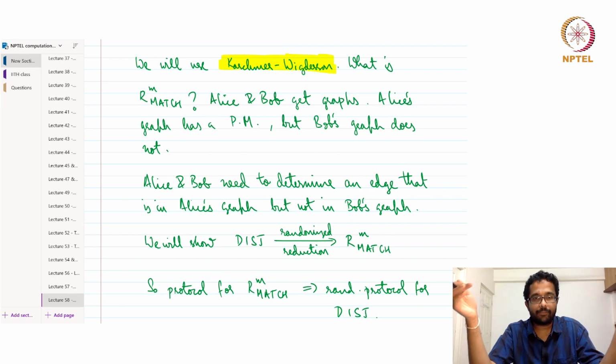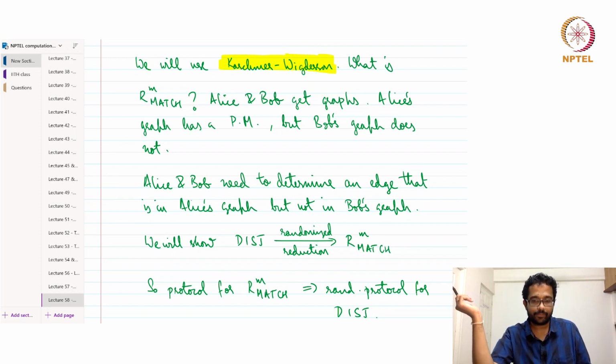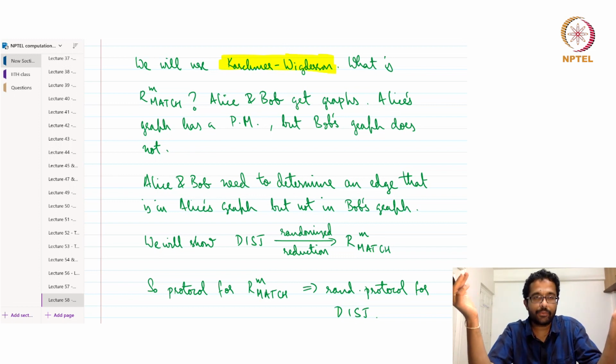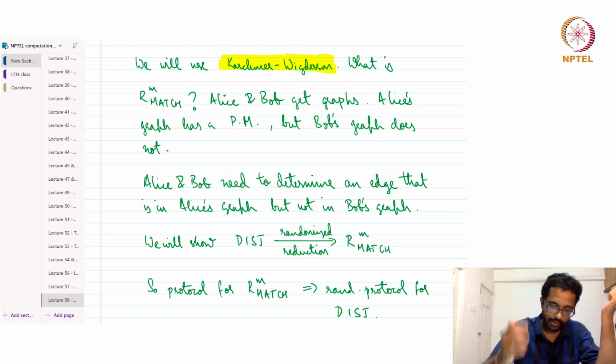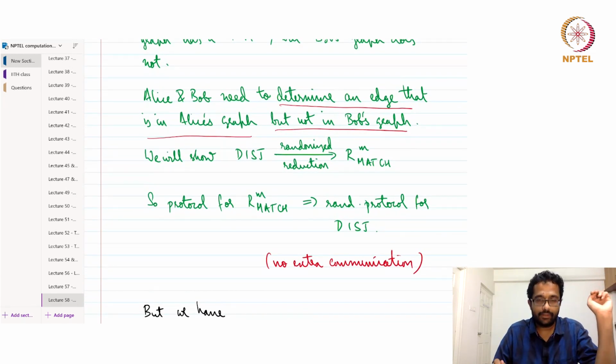This means that Alice must have an edge that is not there with Bob, because matching is a monotone function. If you put an additional edge, the perfect matching that was already there does not vanish. So Alice has a perfect matching, Bob does not, and they have to determine one specific edge that Alice has and Bob does not. Alice and Bob need to determine that one edge that is in Alice's graph but not in Bob's graph. This is the requirement of the function.